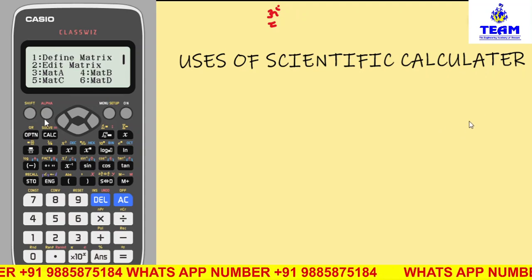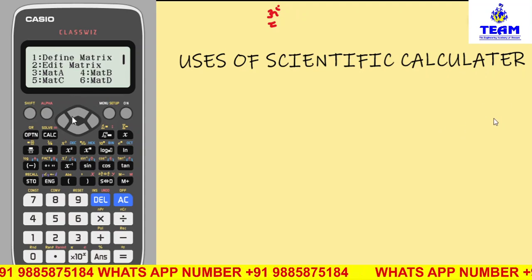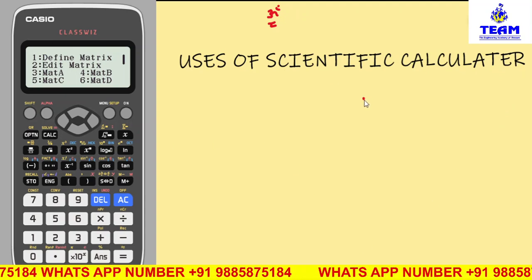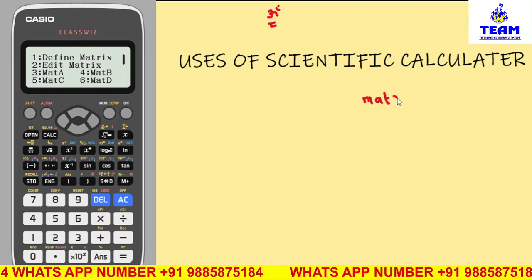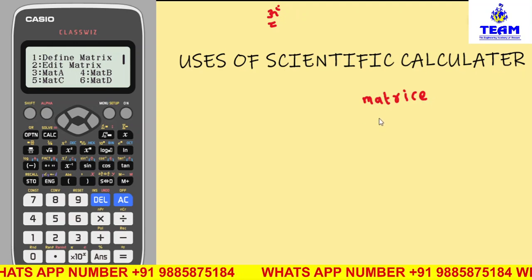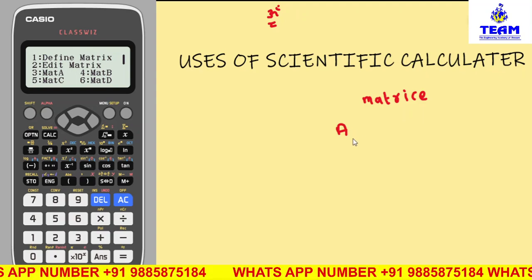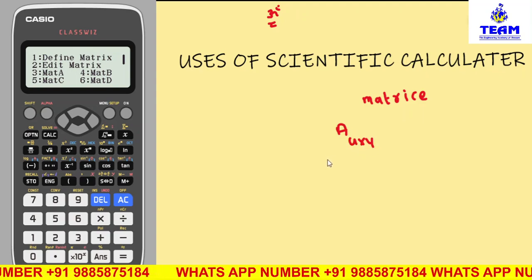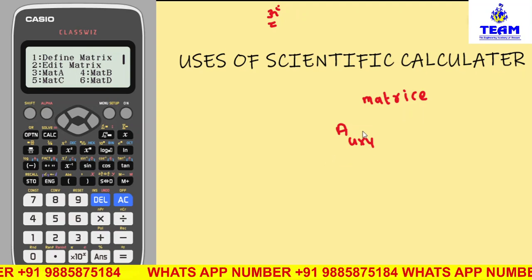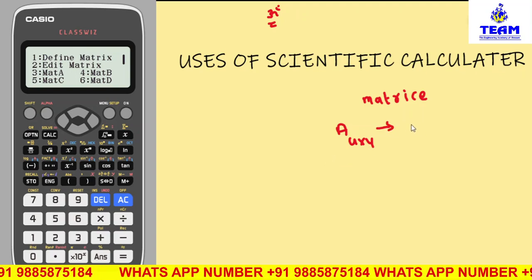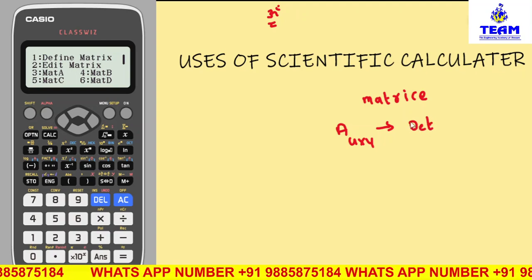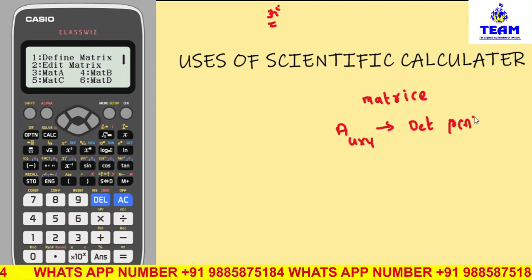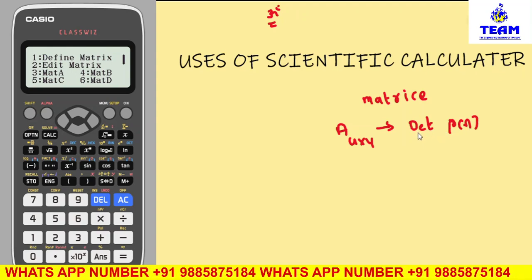With this matrix, what we can do is define a matrix. In linear algebra, the main concept is matrices. First we define a matrix A, maximum order 4 by 4: 1 by 1, 1 by 2, 1 by 3, 1 by 4, up to 4 by 4. If it is a square matrix, you can find the determinant. If you know the determinant, you can say the rank of the matrix.